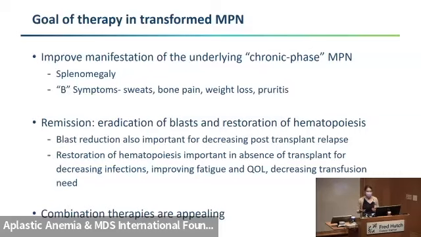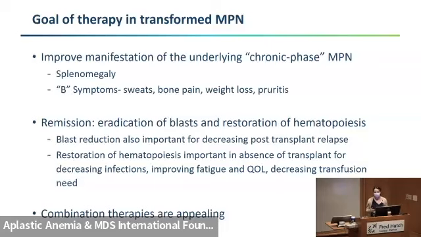We want to eradicate blasts and restore hematopoiesis, or normal blood count development, because it's those low blood counts that lead to symptoms. So blast reduction may be important for decreasing post-transplant relapse. As I said, the cutoff for what blast percentage is acceptable is a little bit up in the air. And then restoration of normal blood counts in the absence of transplant is still important for decreasing infections, improving fatigue and quality of life, and decreasing transfusion need. So just because you're not a transplant candidate doesn't mean we wouldn't treat you with chemotherapy to try to clear out the blasts of the marrow and improve blood count production.